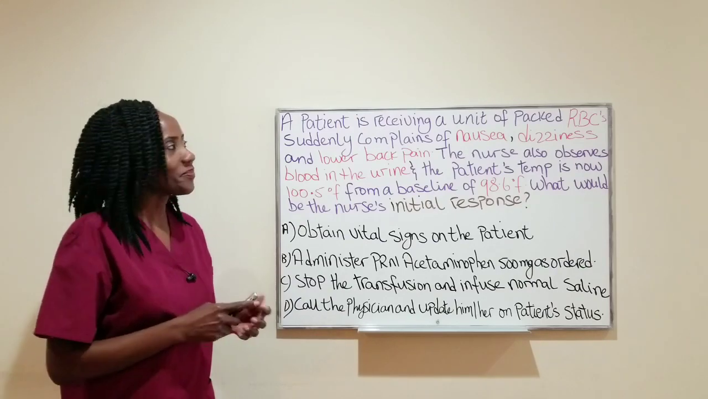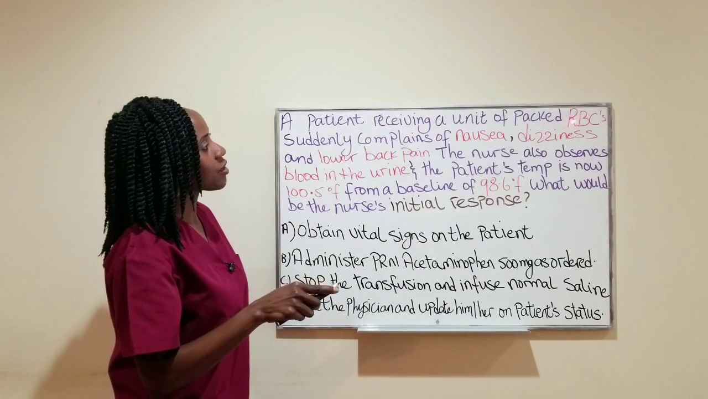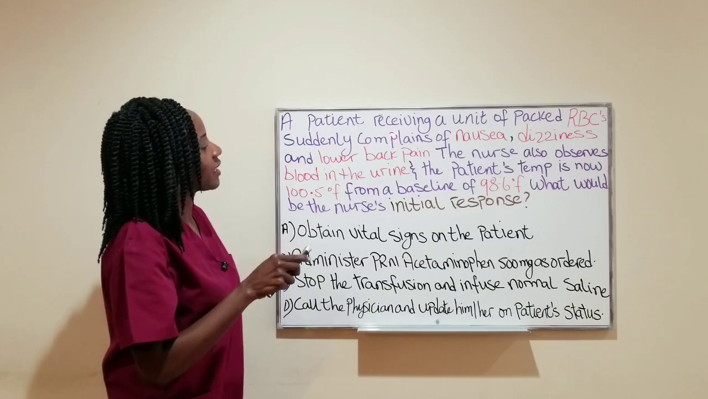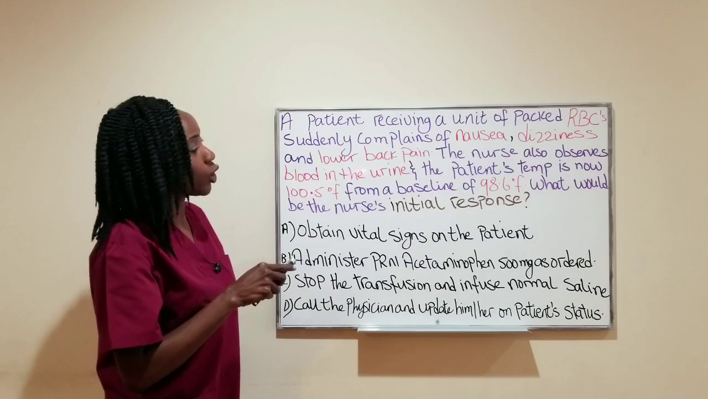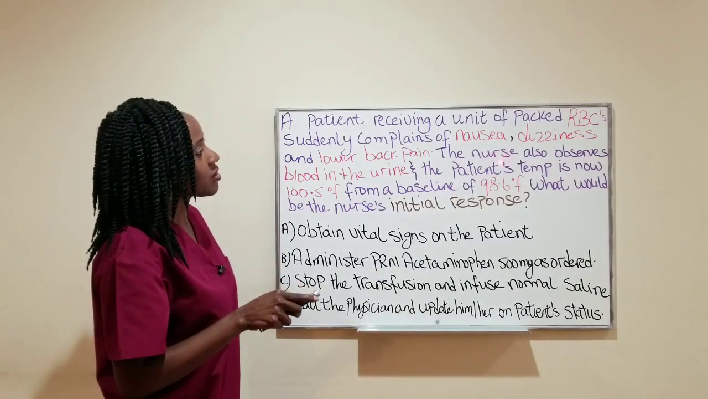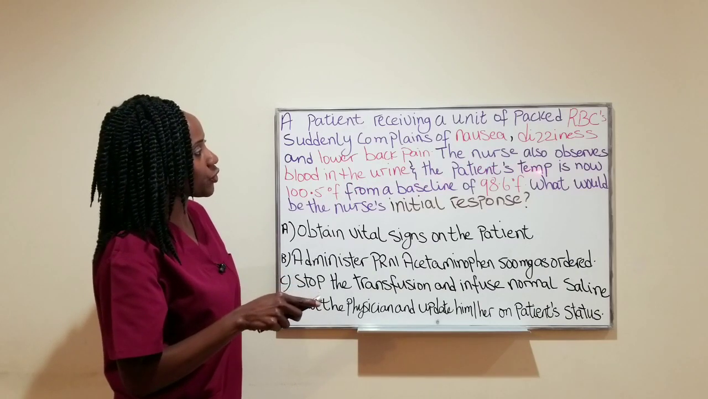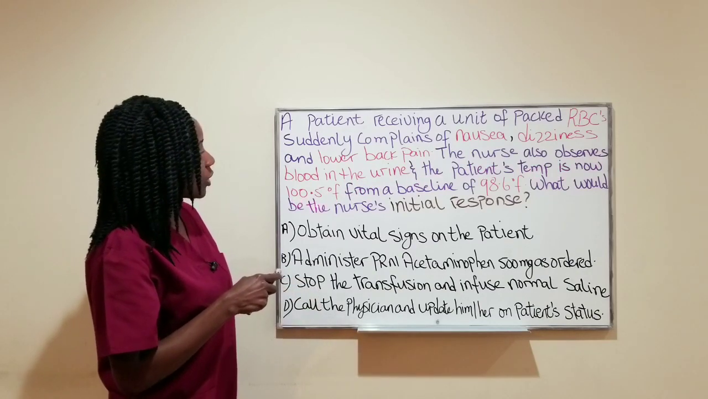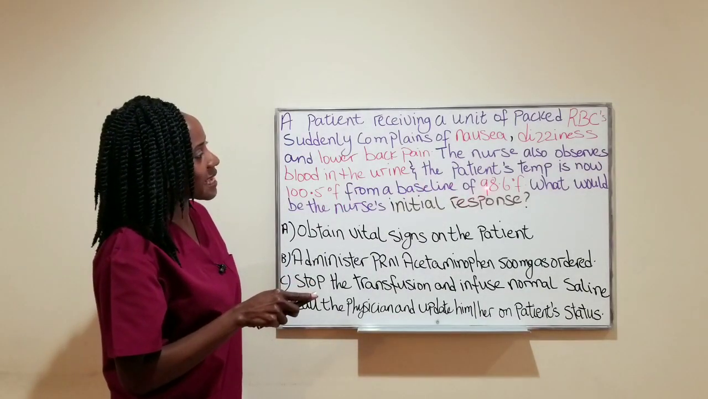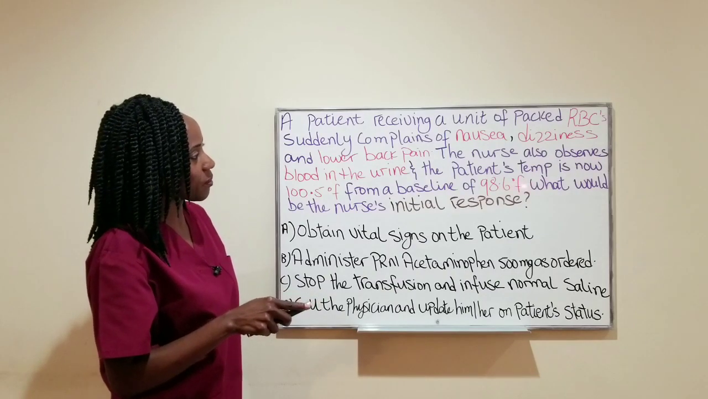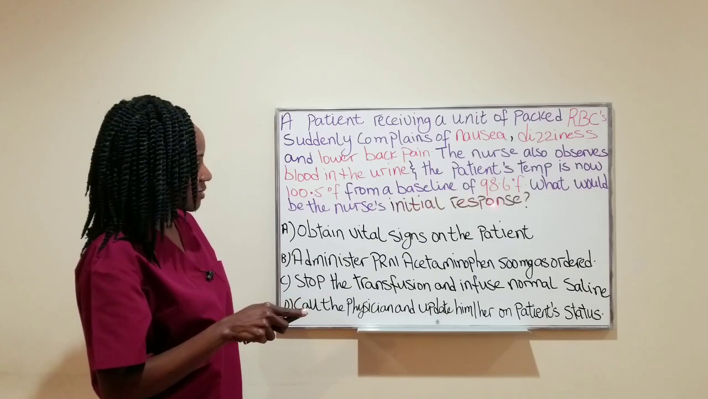So let's begin. A patient receiving a unit of packed red blood cells suddenly complains of nausea, dizziness, and lower back pain. The nurse also observes blood in the urine, and the patient's temperature is now 100.5 degrees Fahrenheit from a baseline of 98.6 degrees Fahrenheit. What would be the nurse's initial response?